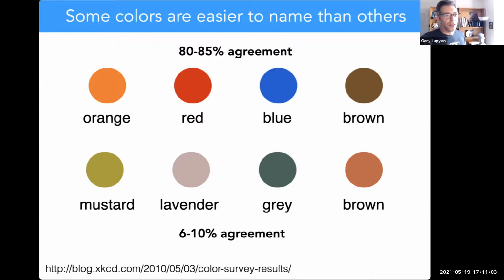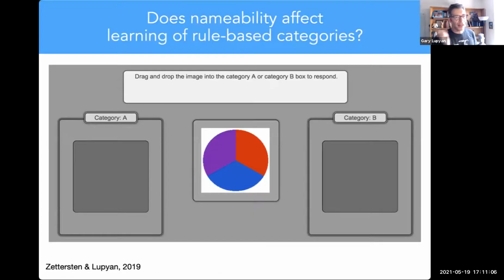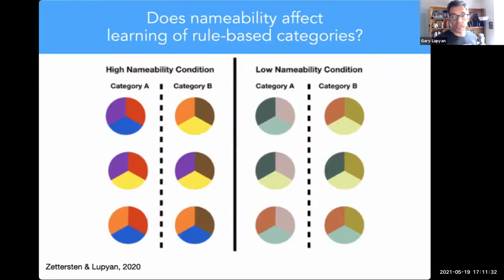Let's see whether it matters. So here's the little category learning experiment. We compose stimuli that look like these, made up of three colors. Participants see these stimuli one at a time, and they have to categorize them by dragging them into one bin or another. They get feedback letting them know if their response is correct, and then they see the next stimulus. The actual categories are, at least when you see the stimuli all together, extremely simple. Category A has a red swatch over here. Category B has a brown one.